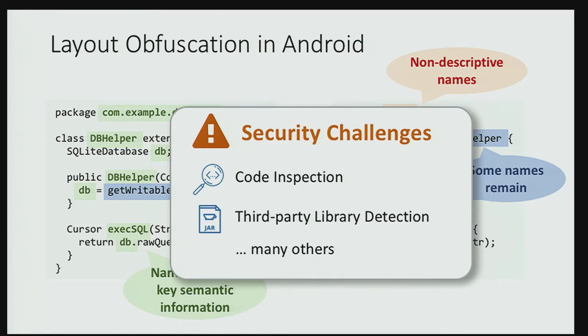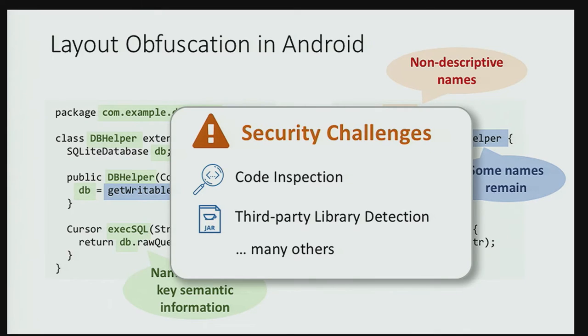Now, this kind of obfuscation poses a number of challenges from a security point of view. As I already mentioned, if you want to inspect the code to understand what it's doing, in the case of Android, this is very important because these applications have access to device sensors and sensitive information, so it is important to understand how they work with this data.